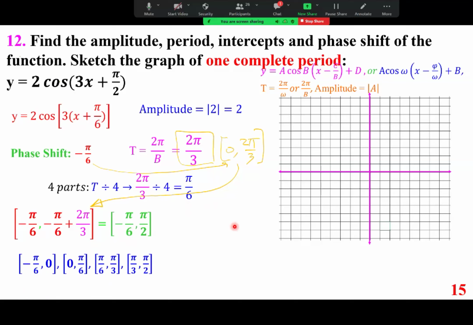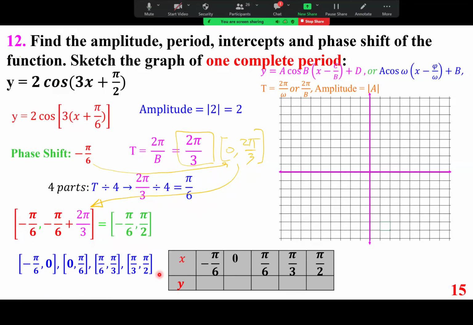Please understand, we start from negative pi over 6 and we add this. When we add this, we get 0. When we add it again to 0, we get pi over 6. When we add pi over 6 to pi over 6, we get pi over 3 and finally pi over 2. So those are the four sub-intervals, everybody. And so let's pick minus pi over 6, 0, pi over 6, pi over 3, and pi over 2 as the x-coordinates, and let's plug in.